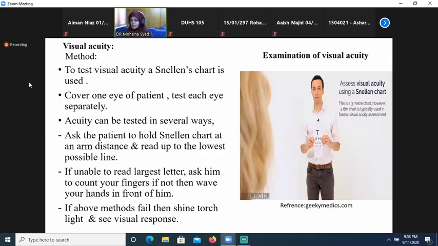If the patient is able to read up to the lowest possible line, we mark the visual acuity as 6 by 6 because the patient is able to read it at the distance of 6 meters. But if the patient is unable to read the largest letter, we ask them to count fingers. We show the fingers and ask whether they are able to count them. If they are unable to count fingers, then we wave the hand in front of them like this. And if all of these fail, then we shine the torchlight in the eye and look for any visual response. If the response is present, we say that light perception is present. If there is no response, then we say no perception of light.